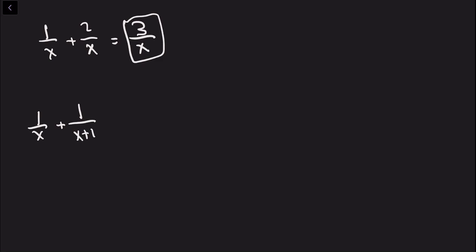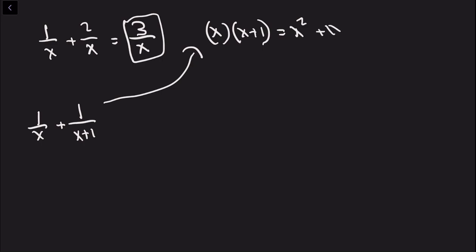The only way we can add them is if we get them to have the same denominator. So what we can do here is to find a common denominator. Typically what that means is you can just multiply the two denominators by each other, and then that'll be the common denominator. See how you can get to that common denominator from where you're at. So if I work over here and do x times x plus 1, I will end up with x squared plus x. So that's my common denominator, x squared plus x.